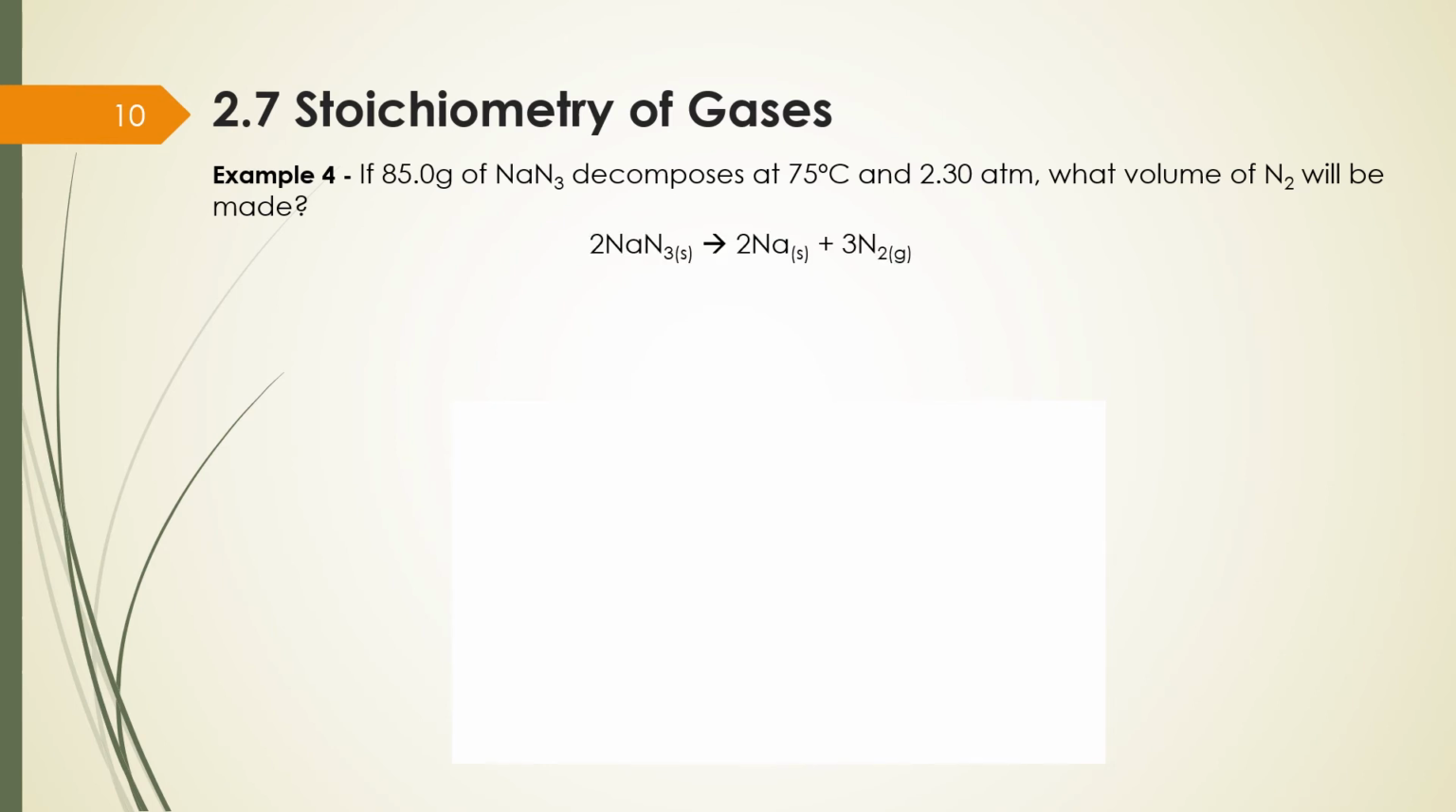If 85 grams of NH3 decompose at 75 degrees Celsius and 2.3 atm, what volume of N2 will be made? So I have the equation ready for you here. Okay, balanced already. So I have gas only for N2. Okay, this is important information that you observe. Okay, so all the rules for gas just apply for this.